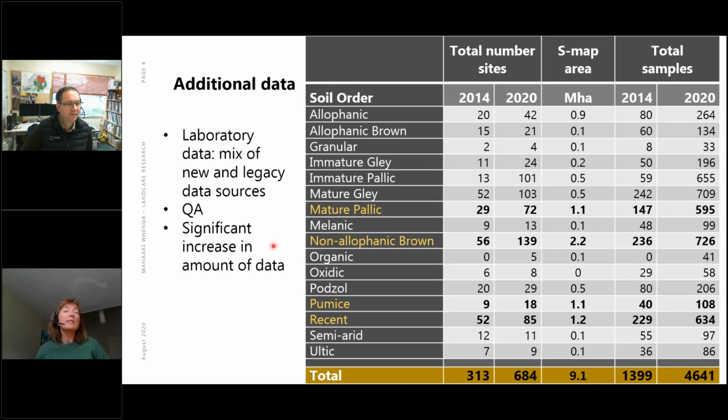So what is the new additional data? The laboratory data is a mix of new and legacy data sources. We have gone out into New Zealand and done a whole lot more sampling and sent those samples off to the laboratory to get these new measurements of the soil water retention. We've also dug deep into the old literature, old Excel files, and old laboratory cards to retrieve data that was measured long ago, and added that into the National Soils Database repository.